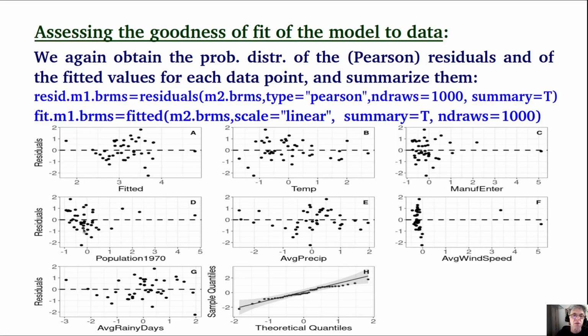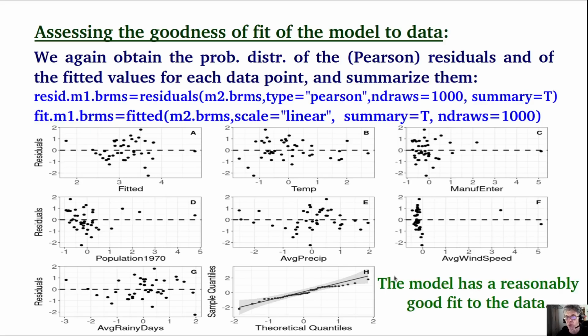Similarly, we could do the same comment for the plot D, reflecting the average of the Pearson residuals against the population size in 1970. Only the left hand side of the plot has some information, and the residuals happen to have a normal distribution as it should. So we conclude that the model has a reasonably good fit to the data.